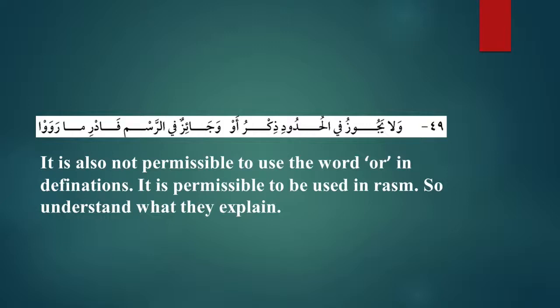It is permissible because the definition based on rasm uses the accident that is specific to the thing that is defined. And of these accidents there are many. For example, we can say al-insan wal hayawan ad-dahik. Insan is the being that has laughter.